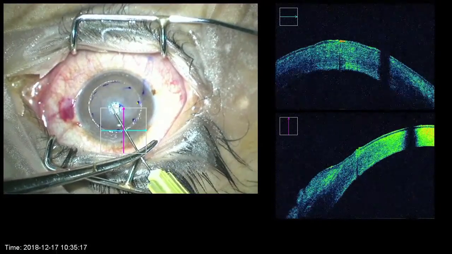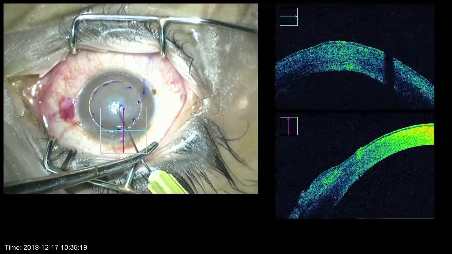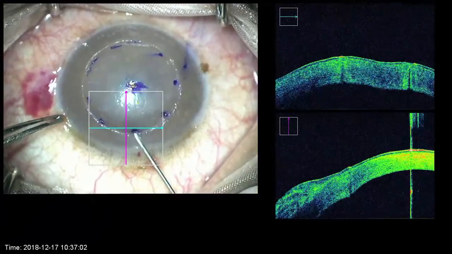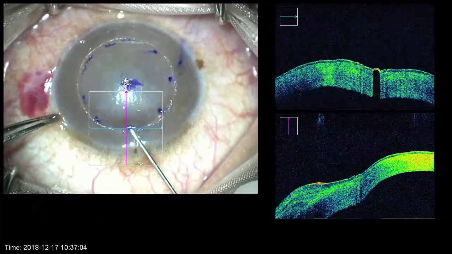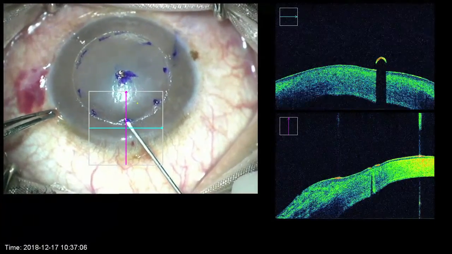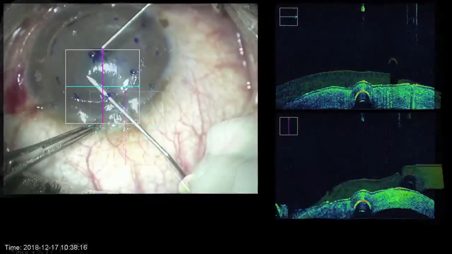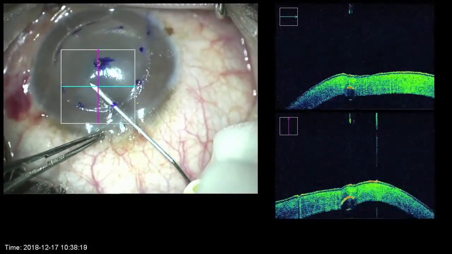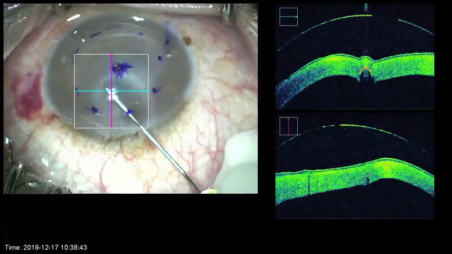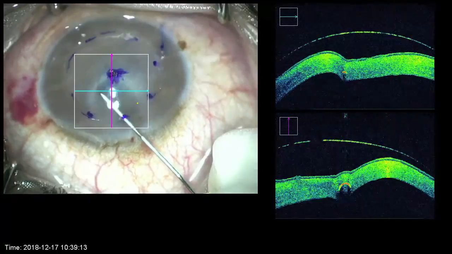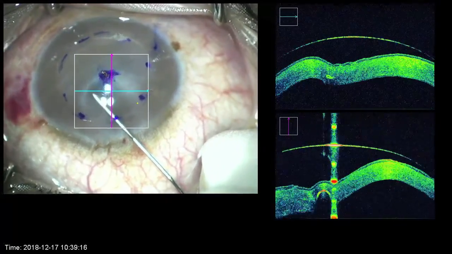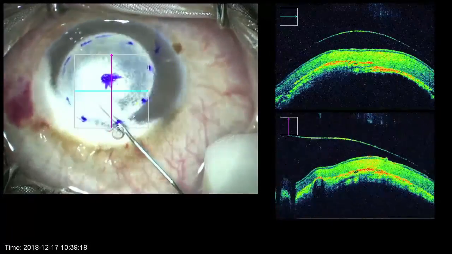A 30 gauge needle is bent at 45 degrees angle near its hub, with the beveled edge facing downwards. The needle is inserted through the trephined edge. It is advanced further into the paracentral area till 90% of stromal depth is achieved, followed by gradual injection of air bubble.